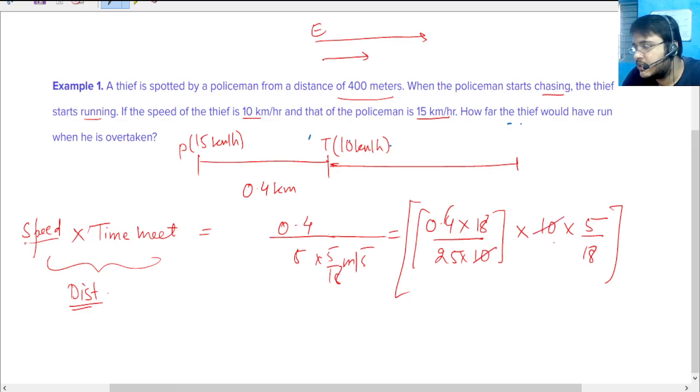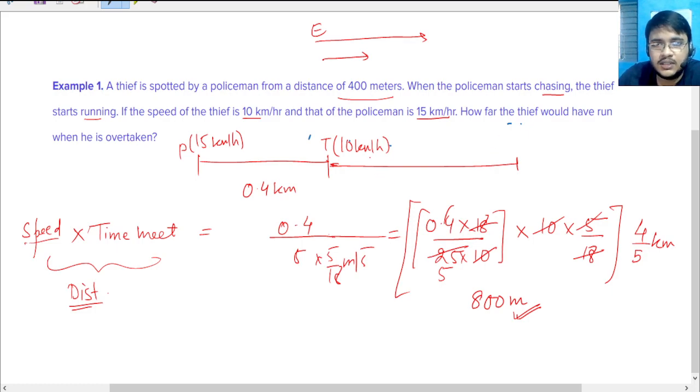Okay, so let me try to do this. So 10 and 10 cancel out each other. 5 5s are 25. 18 and 18 cancel each other out. So this is 4 by 5 kilometers. If I multiply this by 1000, I can get 800 meters. Or in other words, 1 by 5 is 0.2, so 4 by 5 is 0.8. Okay, so 0.8 kilometers is as good as 800 meters. So this is the first approach.